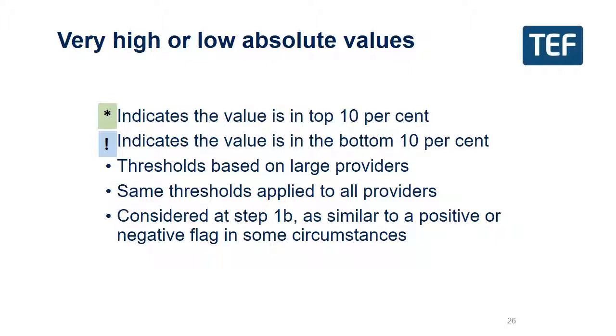In the assessment process, very high and low absolute value markers are considered at step 1b. So this is after the formulaic calculation of the provider's starting point, which is based on the core metric flags. High or low absolute value markers can be counted as similar to a positive core metric flag in certain circumstances.